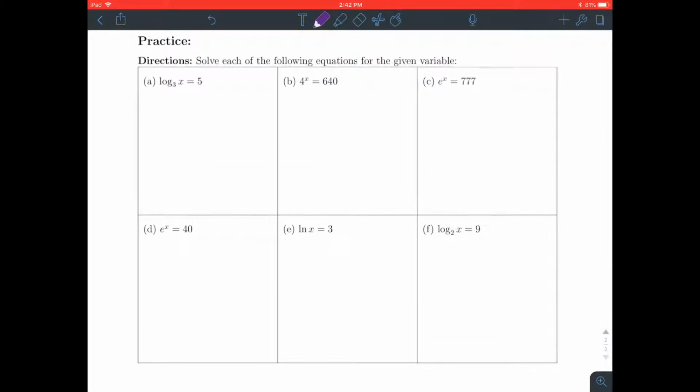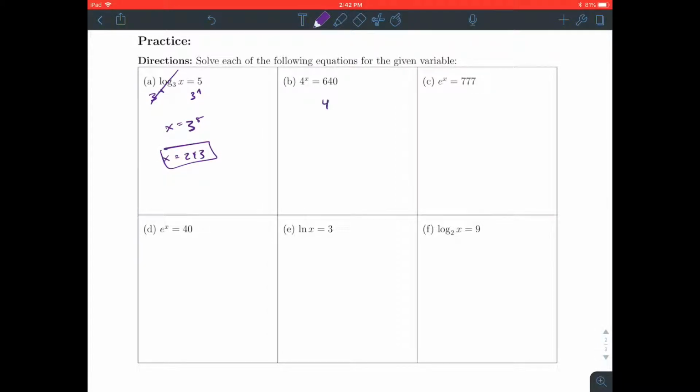For problem 4, this should be really reminiscent to the practice round we had in class, which contrasts logs, bases, base e, and ln. So for problem A, we've got log base 3 of x equals 5. To cancel a log, we use a base. Bases and logs cancel out, giving us x equals 3 to the 5th power, which is 243.